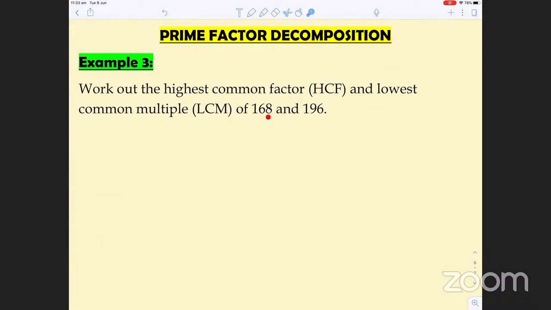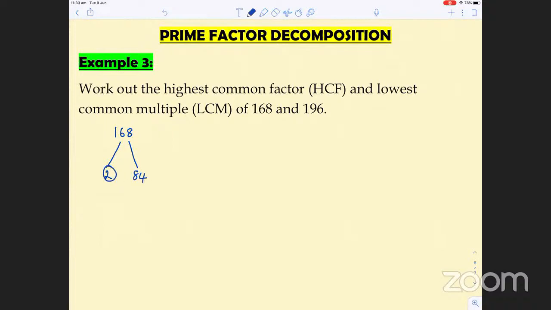So the first thing that you are going to do is write 168, 196 as a product of its primes. So do what we did with these two numbers just before. Okay, so I want you to write those numbers as a product of its primes. So what can you multiply together to make 168? That will be 2 and 84.